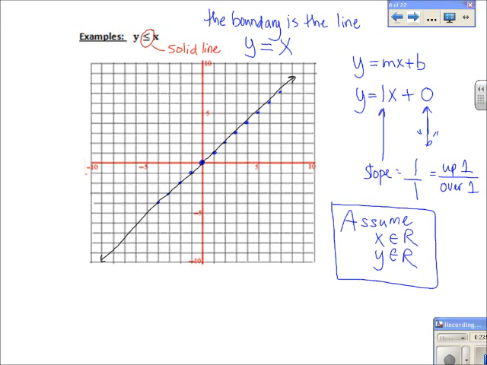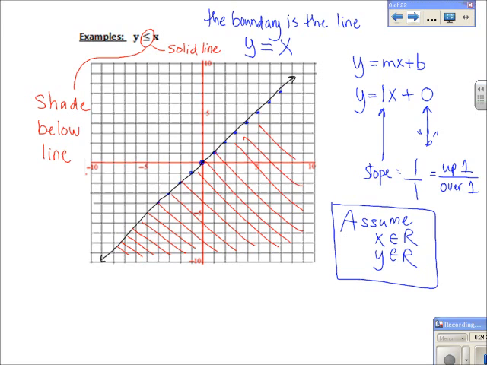The second thing I need to do is shade either the upper half plane or the lower half plane, and I look at my inequality sign and it tells me that y is less than or equal to x, and the less than tells me to shade below the line. Okay, so I'm going to shade below the line, so I'm going to shade the lower half plane. All right, great.